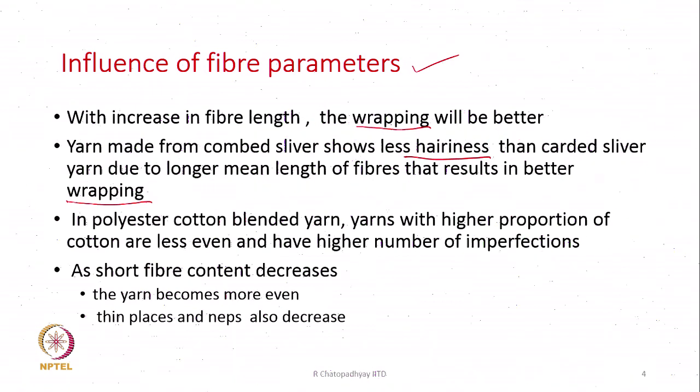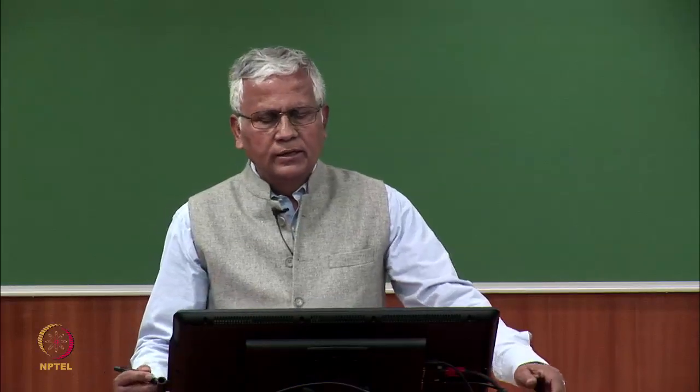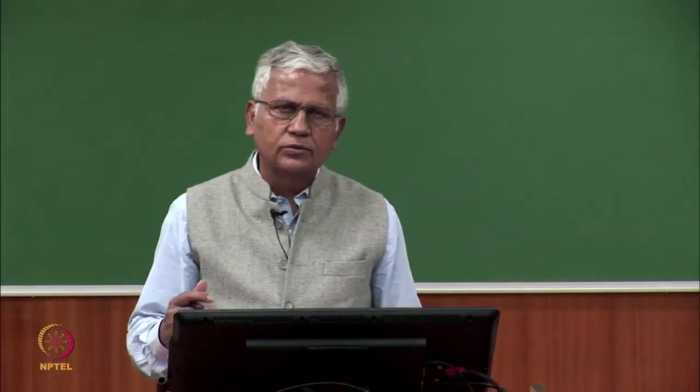In the case of polyester cotton blended yarn, it has been shown that a higher proportion of cotton will make the yarn less even and will also give a higher number of imperfections in the yarn. So, more cotton means an inferior quality yarn will be produced, because cotton will contain some short fibers. Even if it is combed, some short fibers will still be left, because through combing we may not be able to remove all the short fibers present in the sliver. Therefore, if we have a higher percentage of cotton in a polyester cotton blend, the yarn will be relatively inferior in comparison to when we increase the percentage of polyester in the blend.